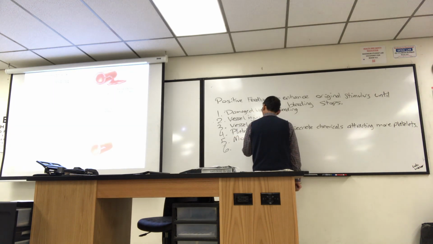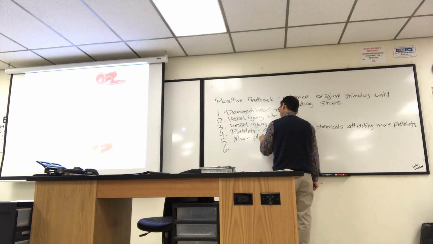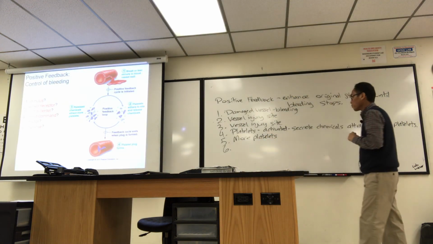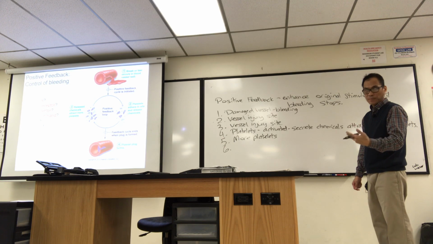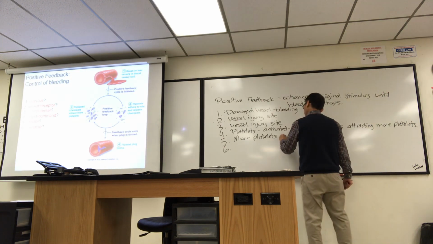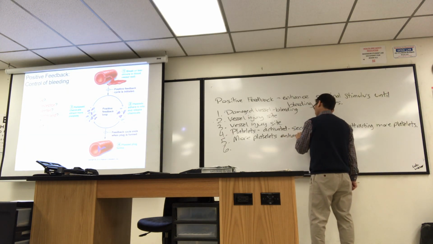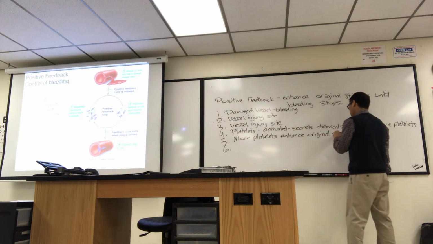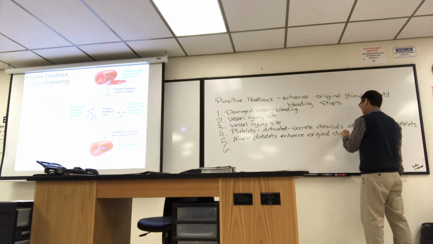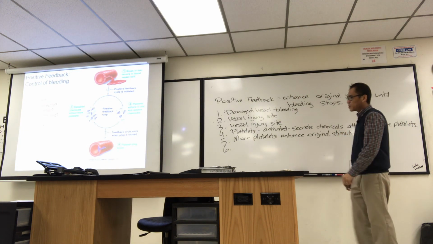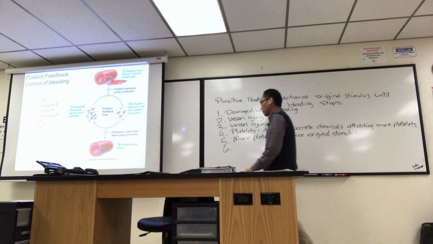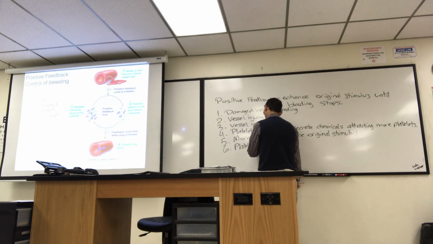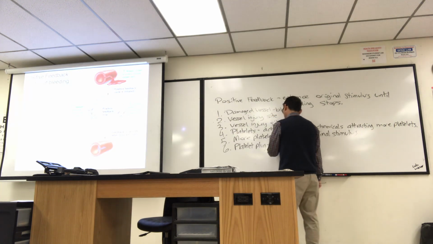So number 5, I'm going to put more platelets. Enhance original stimulus. This is why this is an example of positive feedback. It's a good one. Number 6, the response is platelet plug, stop bleeding. Bleeding stops.